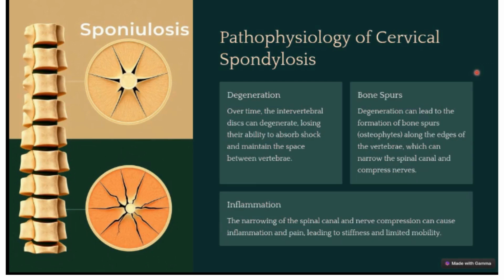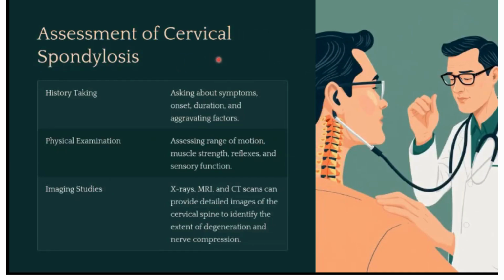Now we'll see the assessment. First, clinical history and examination. Patient interview to understand the symptom onset and any aggravating factors. Assessment of neck mobility to identify limitations in range of motion. Then palpation of the cervical spine to detect areas of tenderness or any muscle spasm.